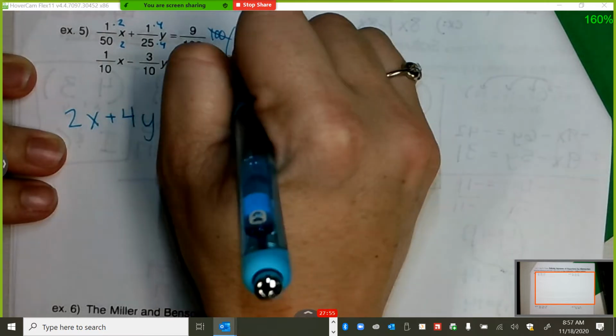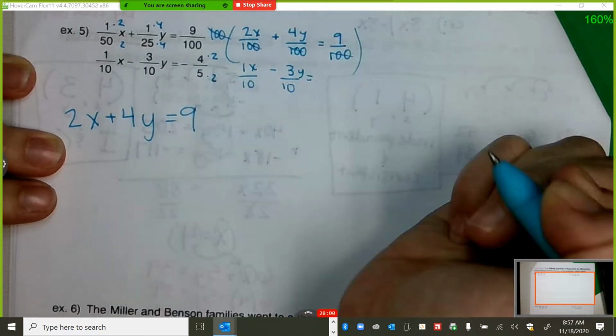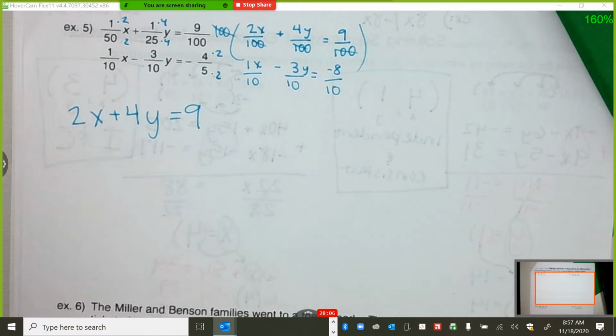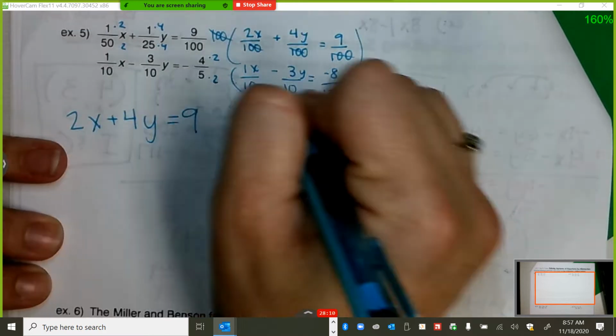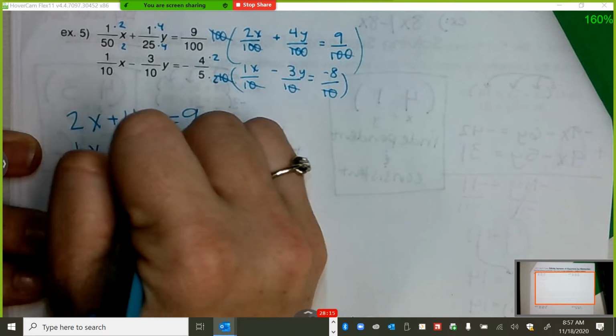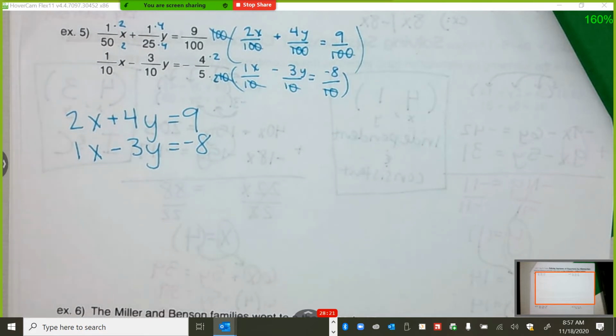Yeah, so we end up getting 1x over 10 minus 3y over 10 equals negative 8 over 10. If we multiply the whole thing by 10, what happens? The denominators cancel, and we get 1x minus 3y equals negative 8. Now does it look like something we can manage? Yeah. Because could you technically do big addition up here? I'm sure you could. But it might not be pretty. You'd be multiplying by fractions and making bigger fractions, and it would be really gross. So I don't recommend it.